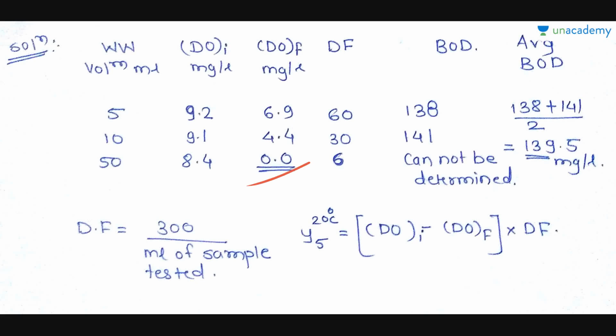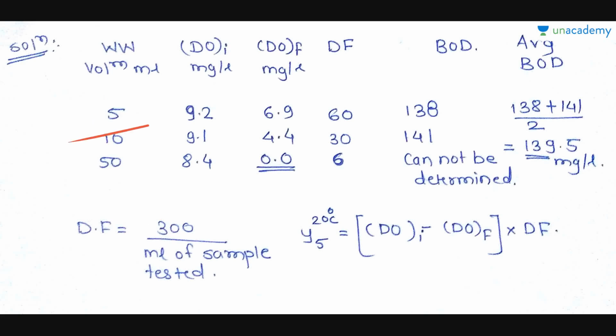So here friends, again DO final is 0, so the BOD cannot be determined. This point you need to remember. So for finding the BOD we need the dilution factor, right? So what is the dilution factor? The dilution factor is 300 upon ml of sample tested. So 300 upon 5 will give you 60.